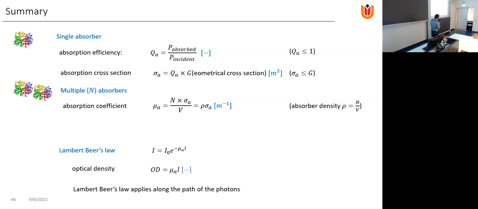If you have multiple absorbers, you can define a new property, the absorption coefficient, like that. The absorption coefficient appears in Lambert-Beer's law. The intensity is an exponential decay with the absorption coefficient as a decay parameter. One more small definition: the product of μ_a times L is again dimensionless. It is referred to as the optical density. And then the important point is that Lambert-Beer's law can be applied along the path. So if it is in a cuvette or in this strange trajectory, just along the path, the light is absorbed.